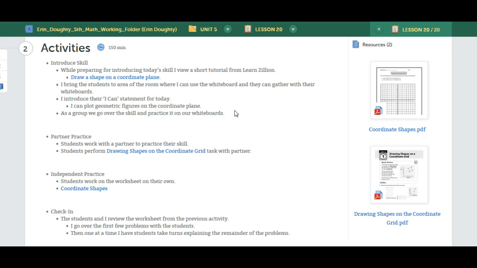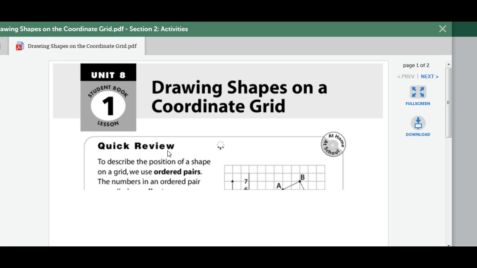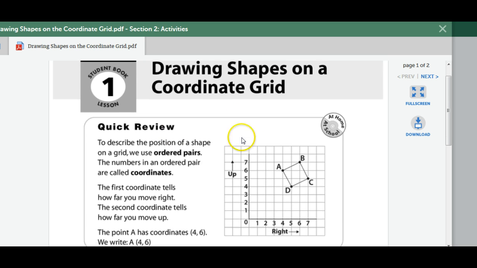We go over several examples on our whiteboards, and I provide the students with a coordinate plane so we can look at that as we go over our examples. The students will be practicing with a partner by completing an activity called drawing shapes on the coordinate grid.